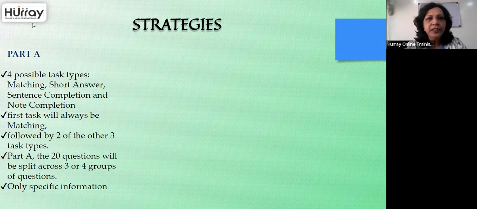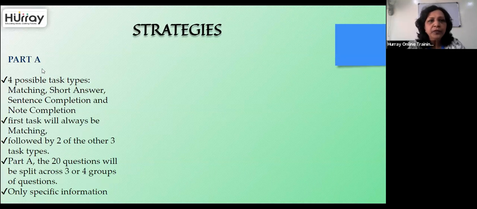Here are some strategies for part A. There will be 4 possible task types or question types. One is matching information. Usually for question numbers 1 to 7, you will have a sentence and you have to say in which paragraph, which text it is extracted from, either A, B, C, or D. You just have to write the letter. There will also be short answers from question numbers 8 to 14. You will have an open-ended question and you have to write a short answer of 1 word or maybe a phrase of 2 to 3 words. You just have to answer the question.